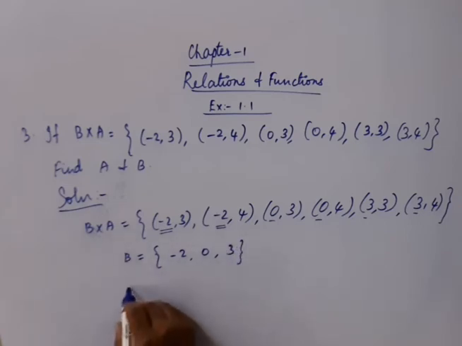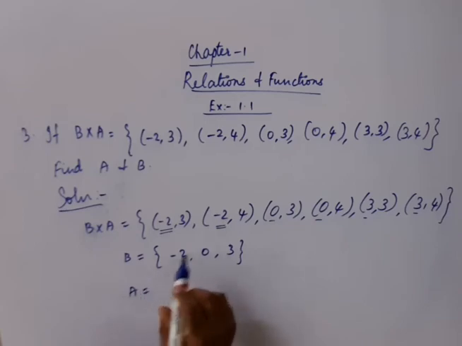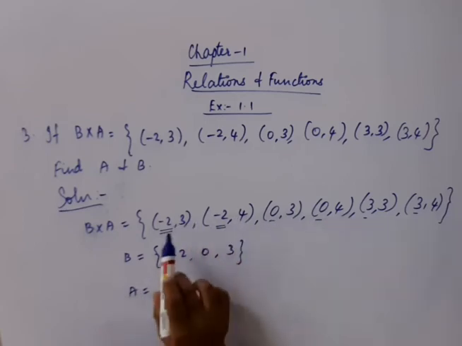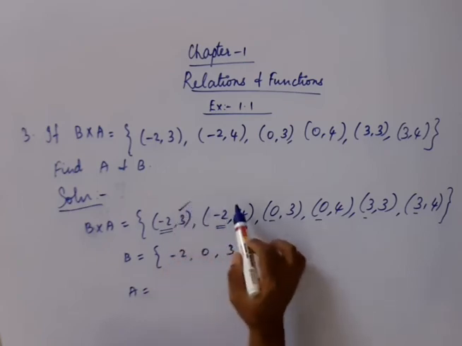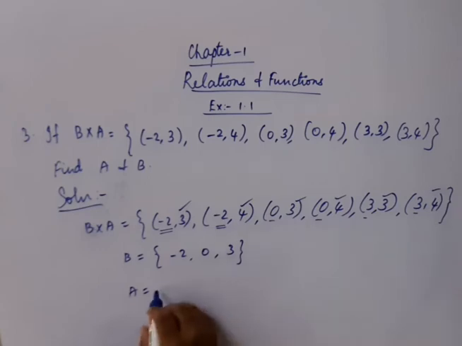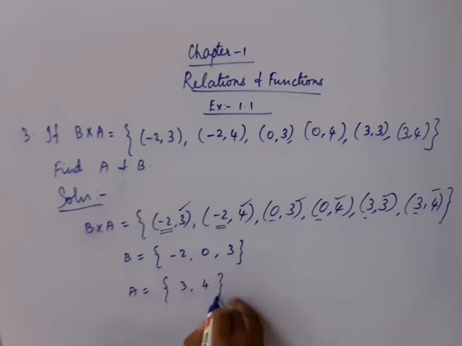Now what is set A? It will be the second element in the cross product. So you have 3, 4, 3, 4, 3, 4. It's repeated again. You can write only once. So A is {3, 4}.